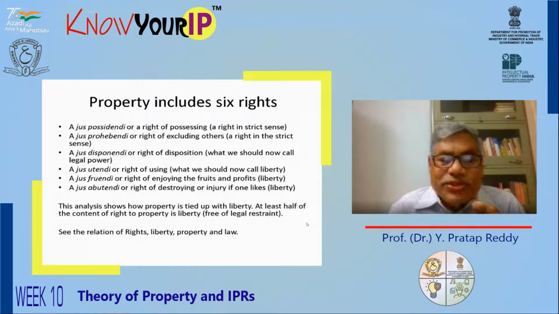Then jus utendi, the right of using, what we should now call liberty. It is a liberty to use or not to use. Liberty means what one may do for himself. He may use the property, or may not use the property. Still, he is the owner of the property. Therefore, it is a case of liberty. That is a kind of freedom.